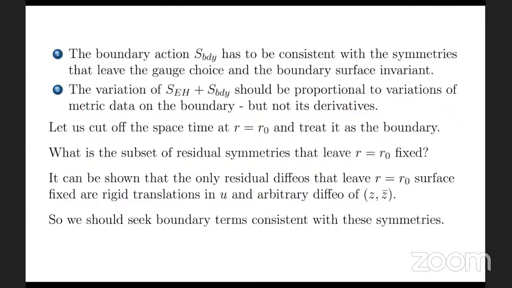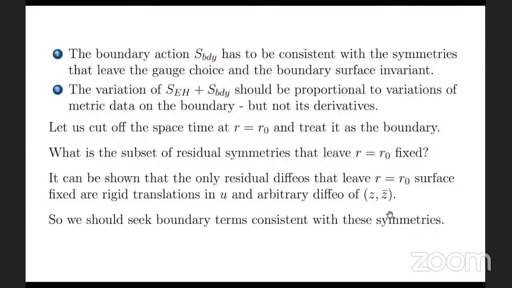Okay, so I put the boundary at large but finite r in those coordinates u, r, z, z bar, you remember. And the residual symmetries that we have talked about, which are diff and Weyl of 2 dimensions and super translations, that leave r equals r naught, turn out to be just the rigid translations in u, okay, and any diffeomorphisms along z and z bar. Okay, it is very easy to see, so please trust me on this. Okay, so we should seek boundary terms which are consistent with these symmetries. So we are saying that the boundary is two-dimensional. Therefore, the boundary terms should be diffeomorphism invariant with respect to those boundaries. Of course, we don't demand Weyl invariance, because that will move the boundary around, because that will act on the location of where the boundary is.